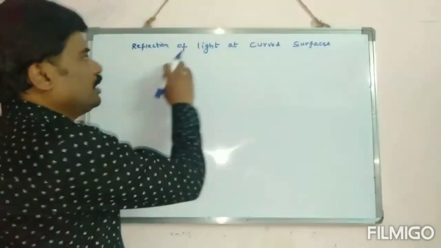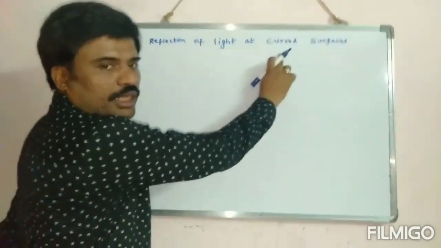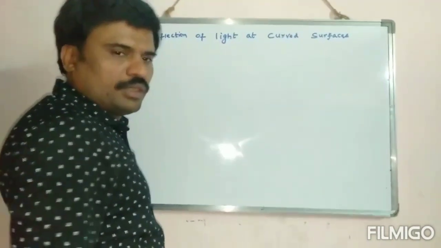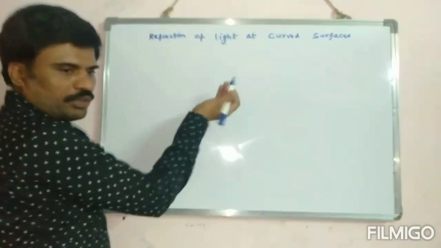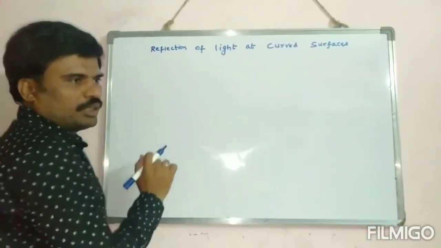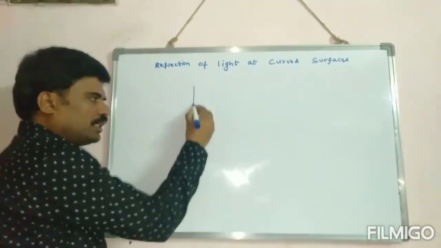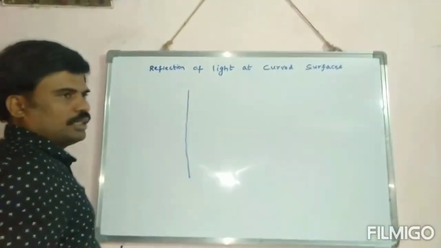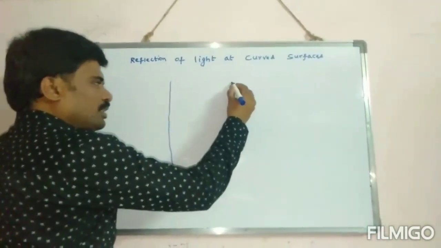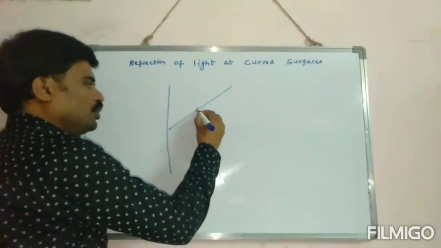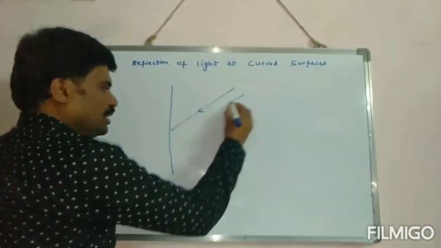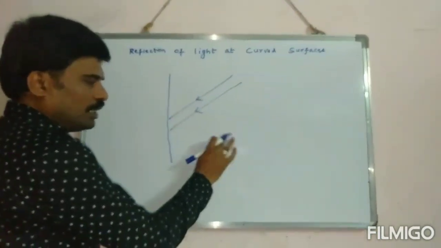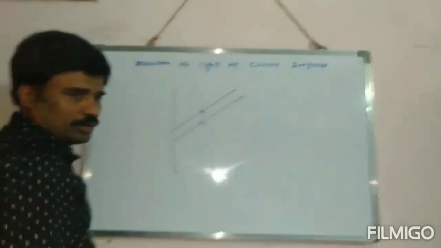Today let us learn about reflection of light at curved surfaces. First, let us learn about reflection. What is meant by reflection? Let us consider a surface. On this surface, let us assume a beam of light is incident on it. Then what is going to happen?